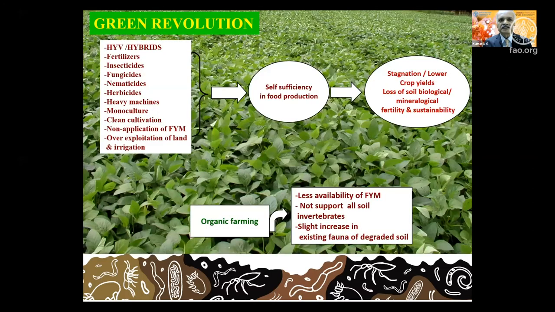During the Green Revolution period, we introduced several agrochemicals, heavy machines, and cultivation practices to get a higher yield. We got self-sufficiency in food production. However, after some time, there was a stagnation of crop yields due to loss of soil biological and mineralogical fertility and sustainability. To enhance soil biological fertility, scientists suggested going for organic farming. But there are some limitations, because of the less availability of farmyard manure for all agroecosystems, and this well-decomposed farmyard manure will not support all soil invertebrates. There may be only a slight increase in the existing fauna of the degraded land.